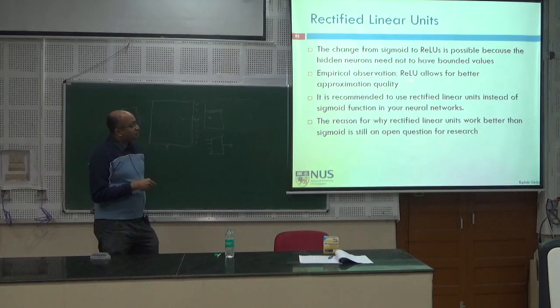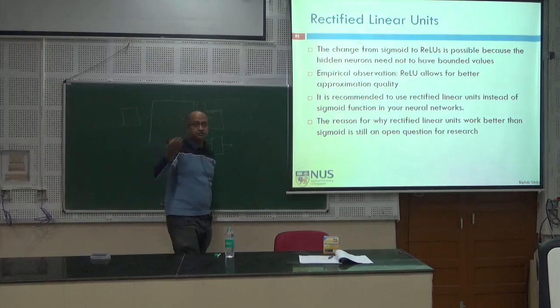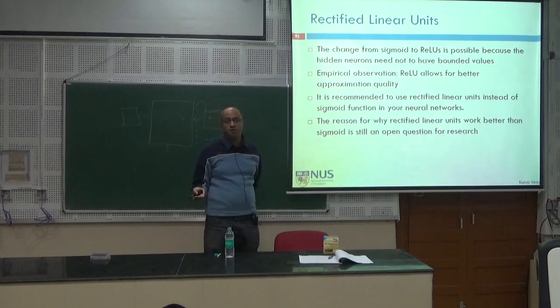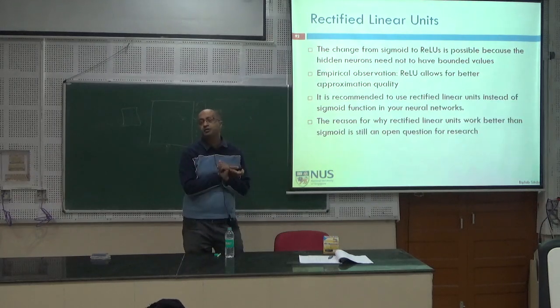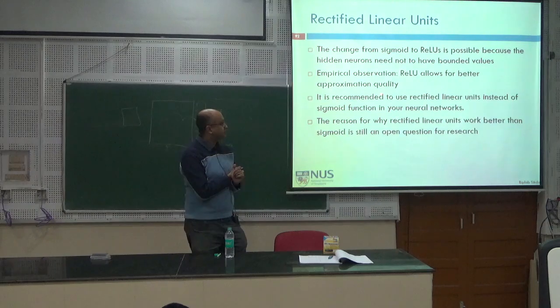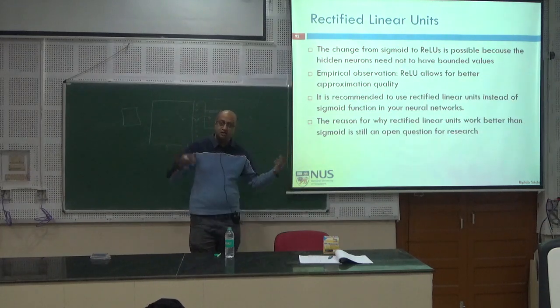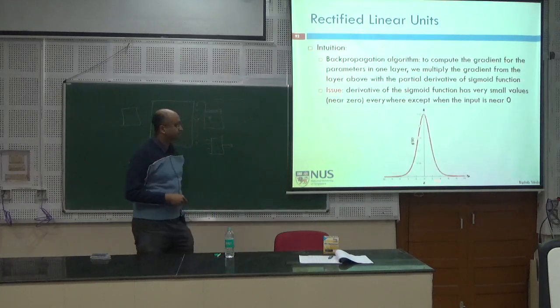Empirically we have observed that these rectified linear units have better approximation. That means they learn better. They produce better outputs. Why? As with most of neural networks, we don't really know exactly why. But we have some vague idea about why it might be so. Right? Why rectified linear units may work better. It's an open question, but some idea of it. So let's see what happens.